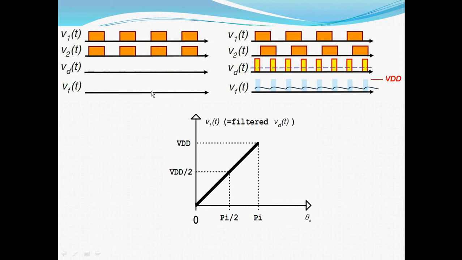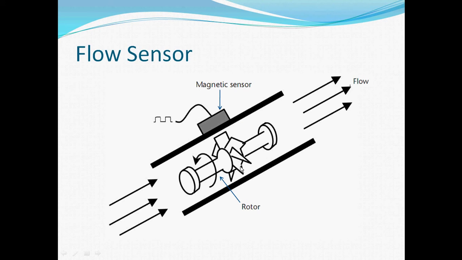Note that Vf is equal to 0 if V1 and V2 are in phase, and it reaches the maximum value Vdd when the two signals are exactly out of phase. The relationship between the phase error and the output voltage of the loop filter is illustrated by a curve in the bottom picture.